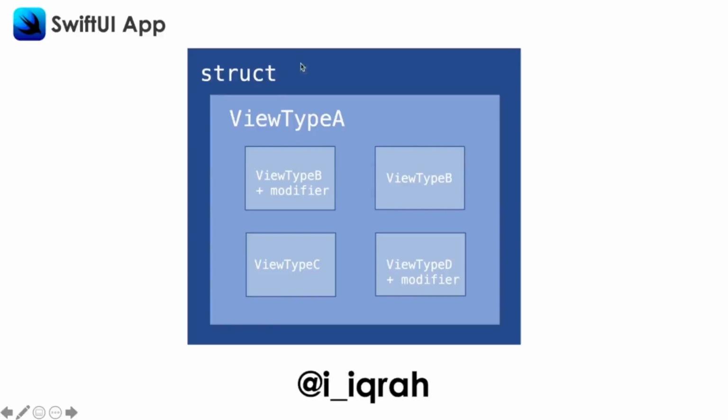A struct conforms to the View protocol and expects one type of view to be returned back to it, but that doesn't mean your app can only have one type of view. It's just that all your different views should be enclosed in that one view type. This will make more sense once we actually start coding, but just keep that in mind.